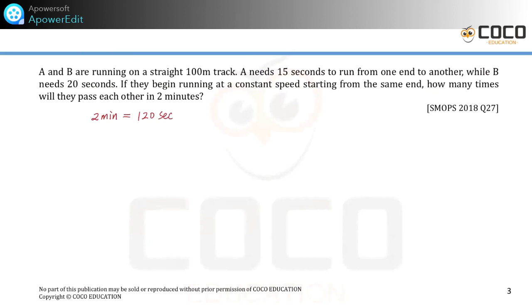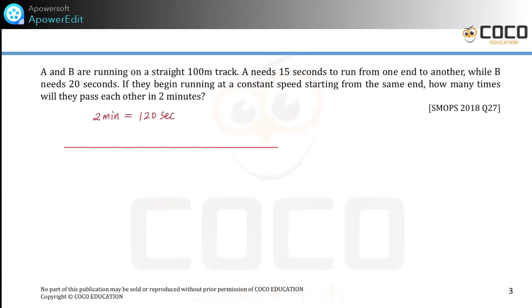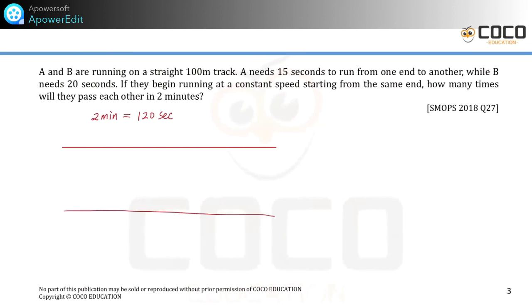For this question, we don't have to find out the exact time where they pass each other. We just have to find how many times in total. So we can use a diagram to solve it. Let's say these two straight lines represent the two sides of the running track. Here I'll write down the time. Starting time is 0 second. Cross to the other side, this is at 15 seconds.